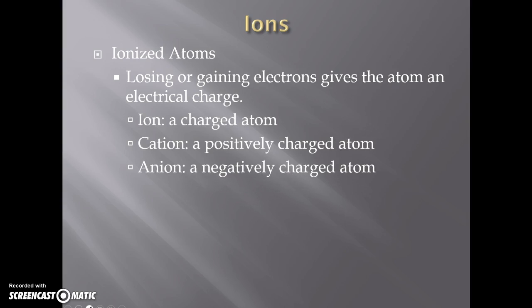The other, the opposite to that, is called an anion, which is a negatively charged atom, and that's when you gain electrons. So those are ions. All right, we are done.